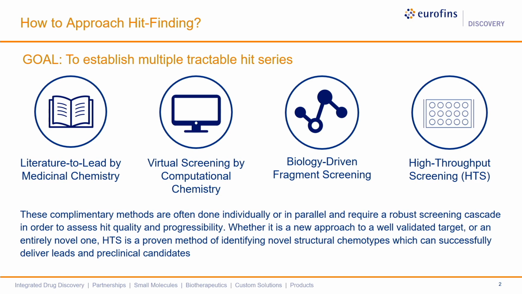The first method is based on literature, basically by homology of the described molecules. We can run virtual screening and also fragment-based screening, and the classical, and I would say quite old, technology, HTS screening. All of these methods are complementary, can be run individually or in parallel, and require a robust screening cascade to combine them efficiently to get high quality data at the end. All those approaches can be used for well-established targets or for entirely novel targets. And HTS is definitely a proven method to identify new structural chemotypes and to initiate successful programs.